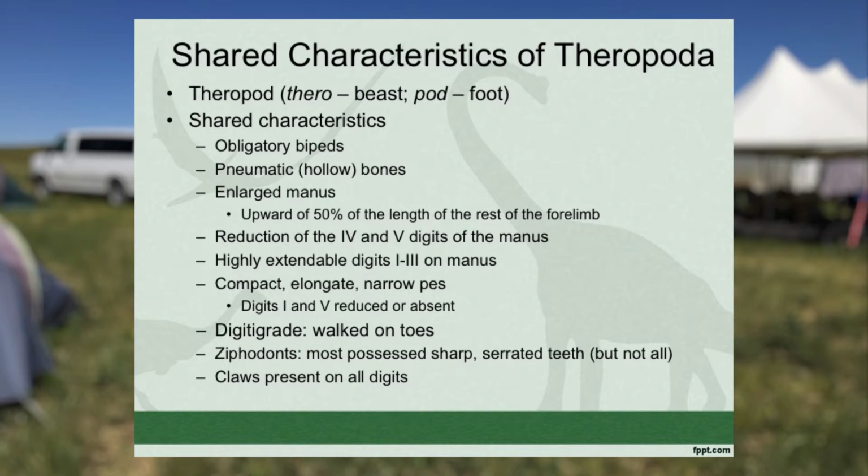Ziphodonts. A ziphodont is something that possesses sharp teeth, often serrated. Now this is typical of most theropods, but not all. Right? Not all theropods had teeth that were sharp or serrated. Some didn't have teeth at all, but generally they did. And then most of them had claws present on all digits, hands and feet. Now the claws might have been different shapes, but they were present.